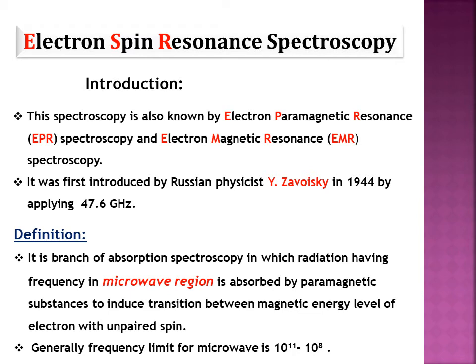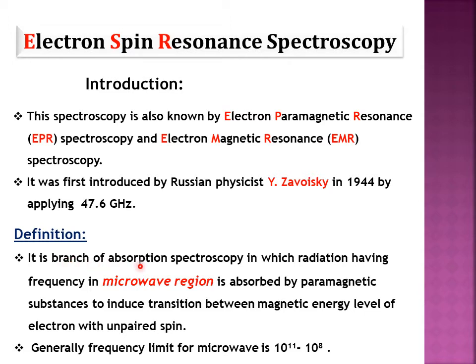The definition of ESR spectroscopy is: it is a branch of absorption spectroscopy in which radiation having a frequency in the microwave region is absorbed by paramagnetic substances to induce a transition between magnetic energy levels of electrons with unpaired spin. The meaning of the name itself suggests that an electron has a spin of plus half or minus half, and when this spin interacts with a magnetic field, it induces a resonance. Therefore, this spectroscopy is known as electron spin resonance spectroscopy.